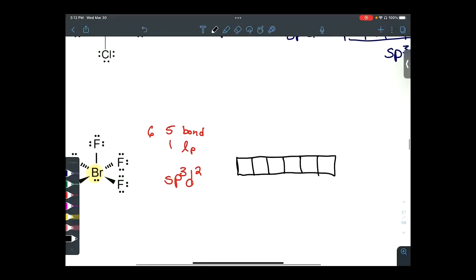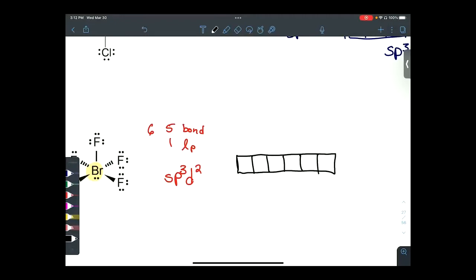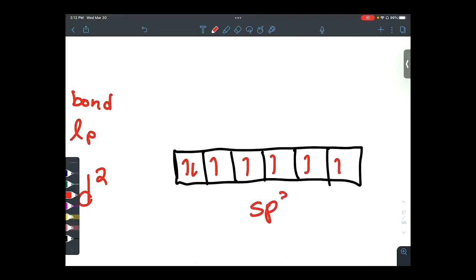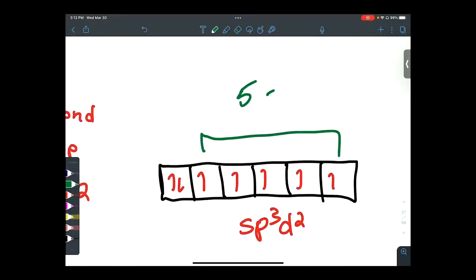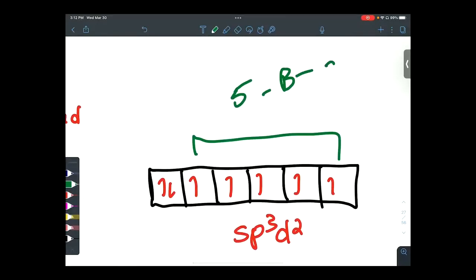How many electrons does bromine have? 7. Place those 7 electrons. 1, 2, 3, 4, 5, 6, 7. So remember, these are 6 boxes, sp3d2. What we see here are how many unpaired electrons? 5 unpaired electrons to go on and make 5 different fluorine bonds. And then there's our 1 lone pair. That's how it works, guys. So that's valence bond theory.